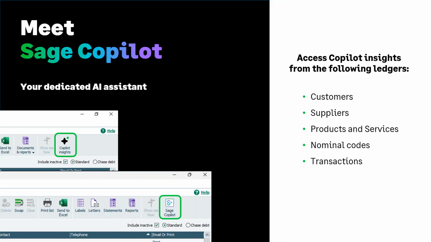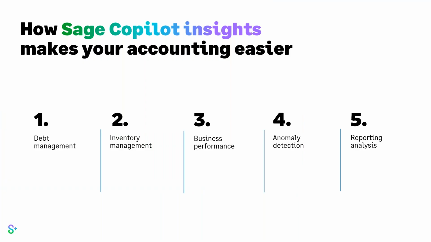Now, the Copilot Insights concentrate on specific themes. So things like debt management, inventory management, business performance, anomaly detection, which always goes down really well. Anything that can help you spot mistakes in your processing within your software, great. I'll highlight that one in a bit more detail in a few minutes. And also, as you'd expect, reporting analysis.